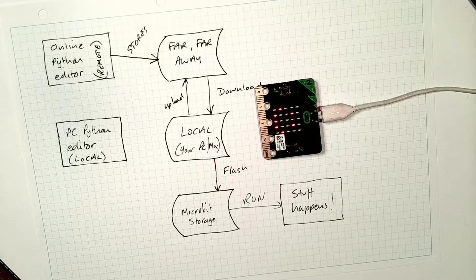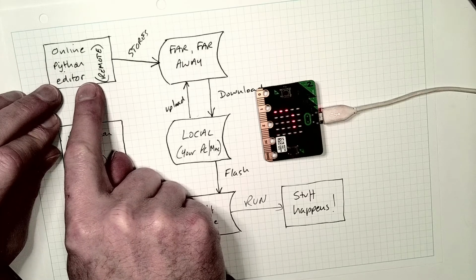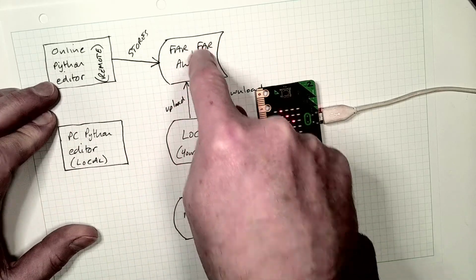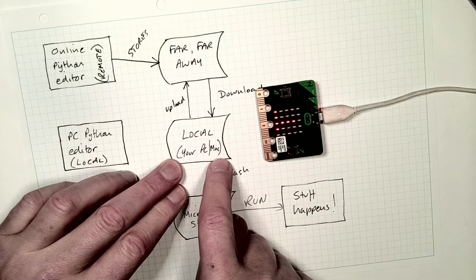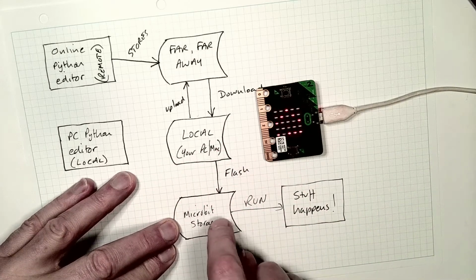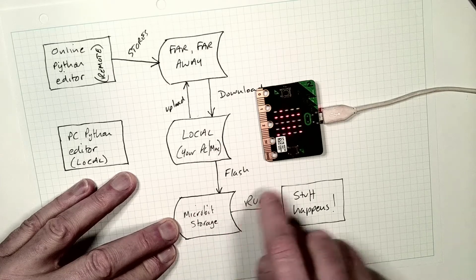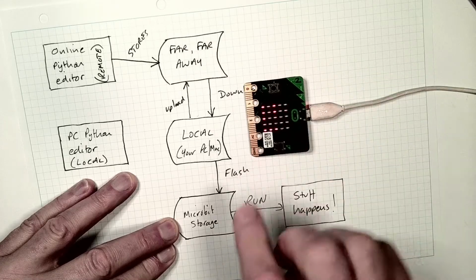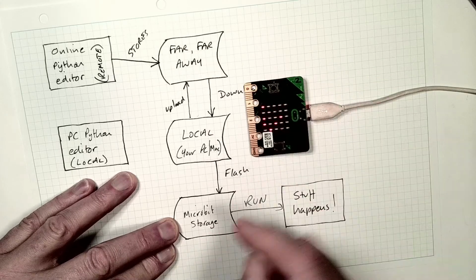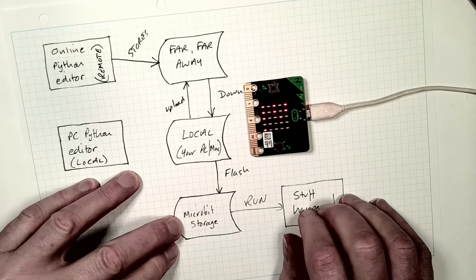So what I've done is I changed the program on my online editor. It got stored far, far away. I downloaded it to my local PC. I found it in my downloads folder, and then I dropped it onto the MicroBit drive on my PC, which is this thing being shown on the PC, and then when I dropped it there, it automatically flashed onto the MicroBit, and the stuff happened.